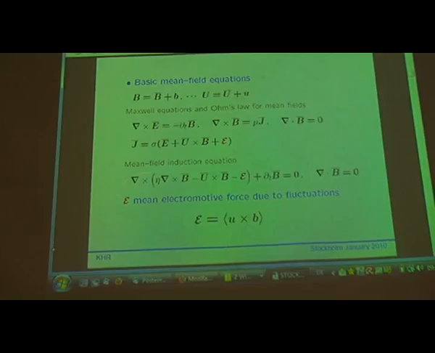I call it electromotive force, an effect which can drive a current. In this case, a mean current. The name is related to the mechanical force, which I would call a ponderomotive force.